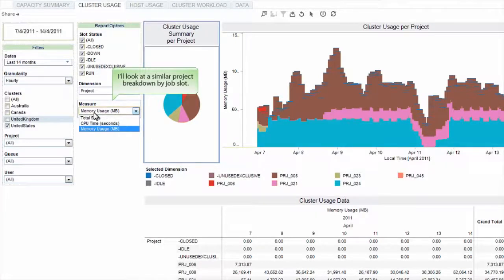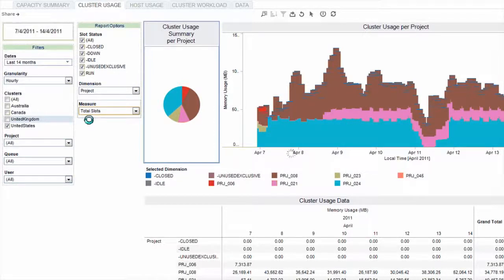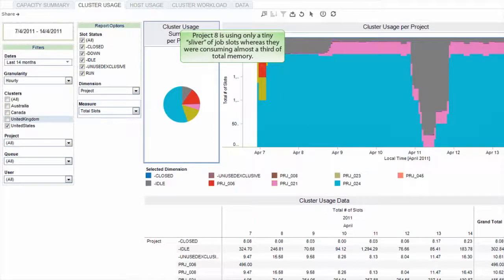I'll look at a similar project breakdown based on job slots. Project 8's using only a tiny sliver of available slots, but you might recall from our previous view they were using roughly a third of the total memory. This points to how important it is to look at workloads from different perspectives to make informed decisions about capacity.